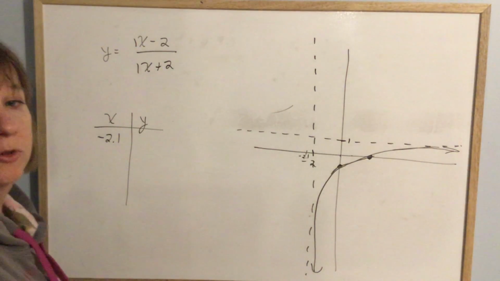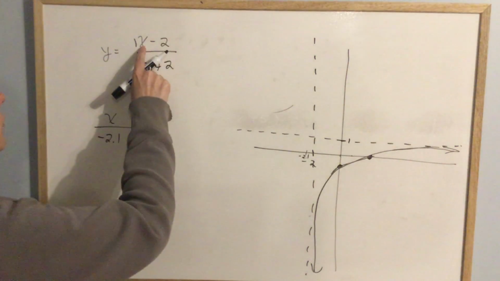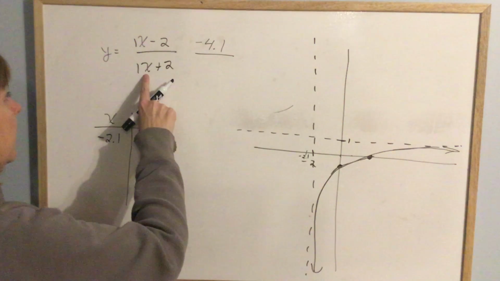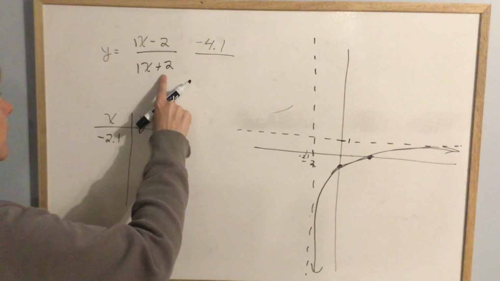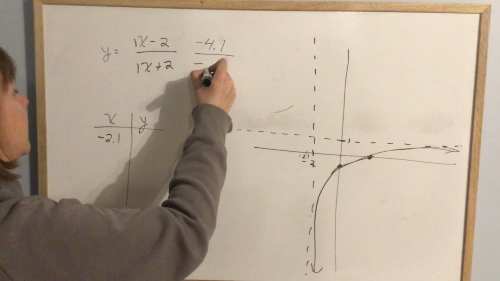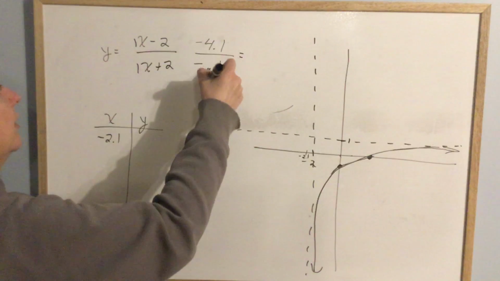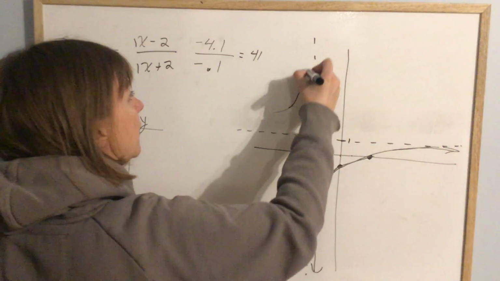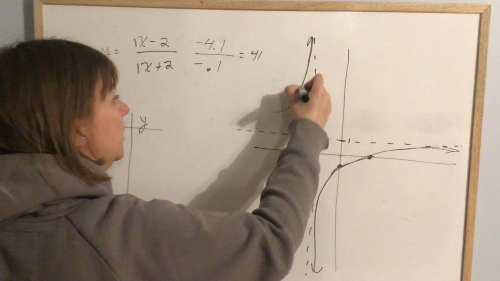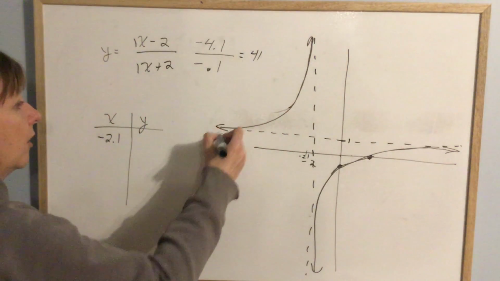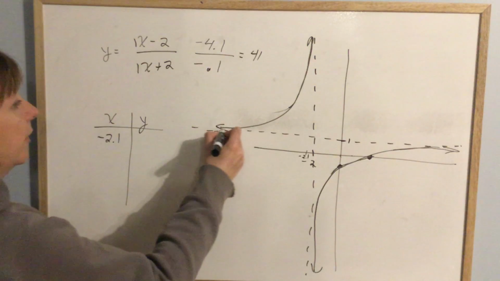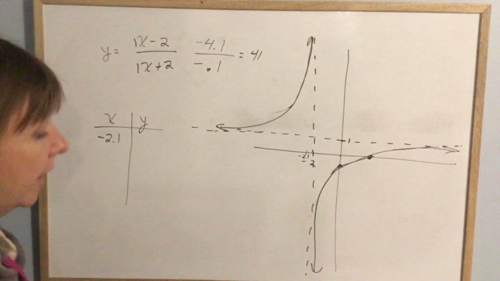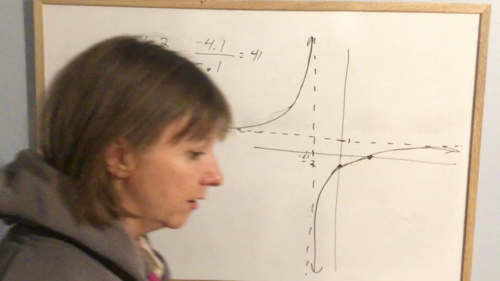If I do -2.1, -2.1 minus 2 is -4.1. -2.1 plus 2 is -0.1. If I divide those two, I'm going to get +41, meaning on this side it's way up here, meaning as it comes down it can't cross that asymptote, and therefore that is what my graph looks like. So that is for A.